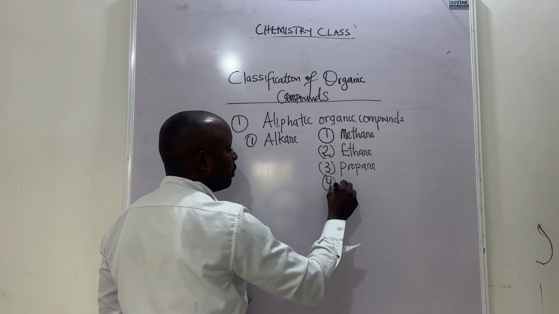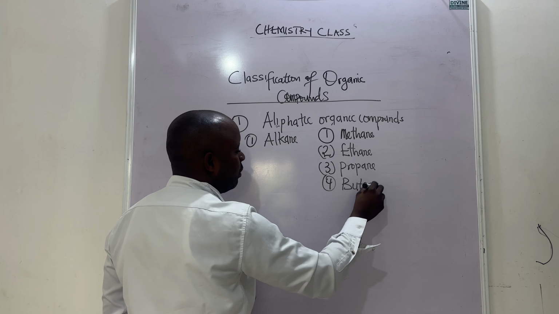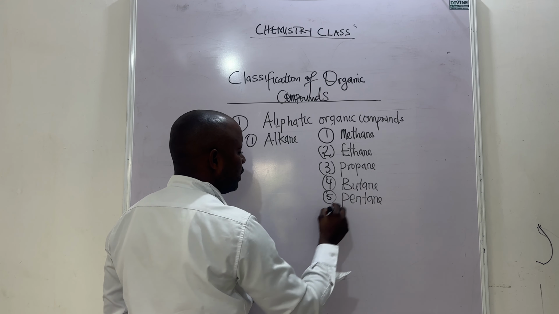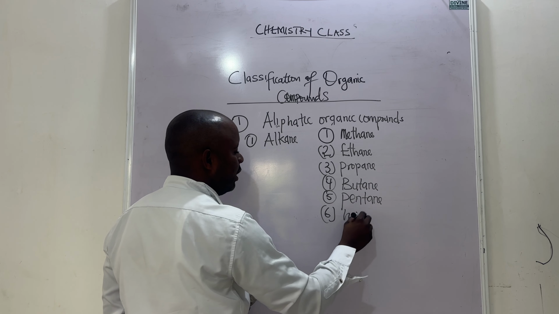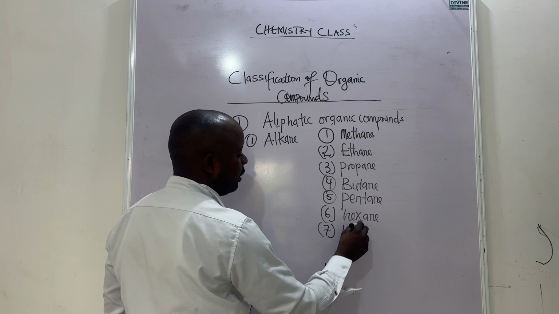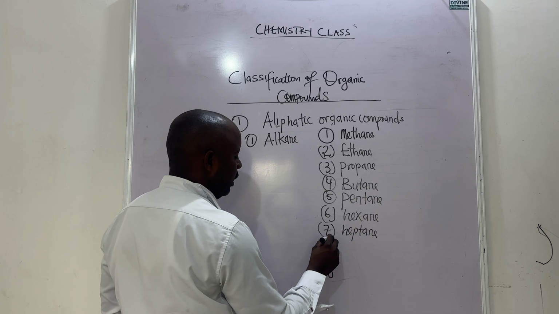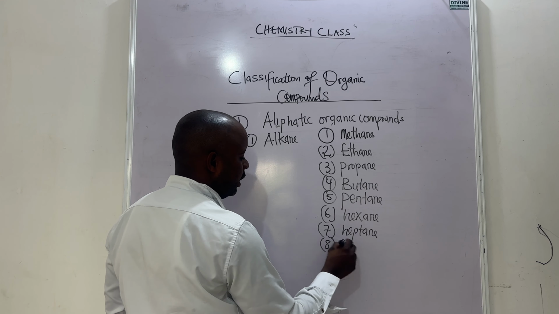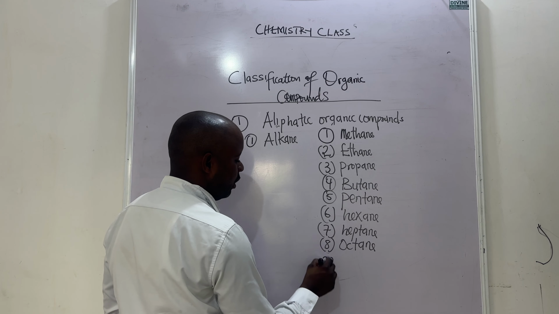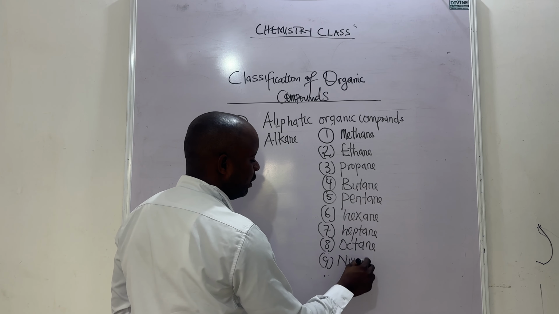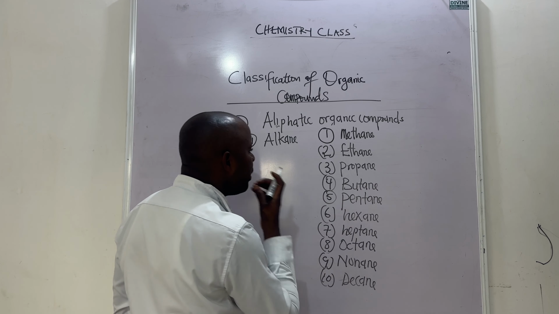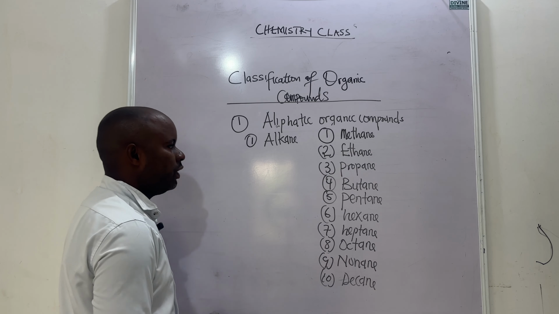The fourth, I'm going to talk about butane. Fifth, pentane. The sixth member is known as hexane. Seventh, heptane. Eighth, octane. Ninth, nonane. Tenth, decane. So these are the parent names of each of these organic compounds.